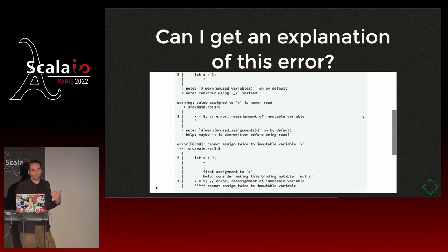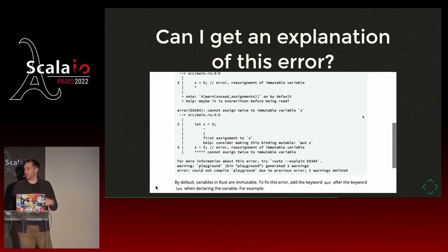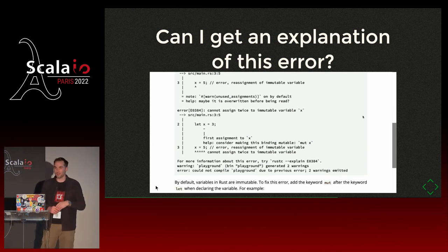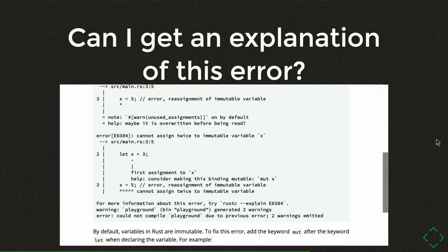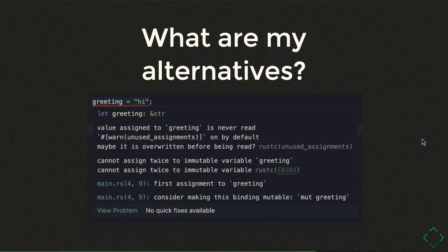If I'm new to Rust and I don't understand the error message, it contains a clickable link that brings me to a nice documentation page with runnable examples, where I can see exactly what the error means. Pretty nice. So let's move on to the next question.